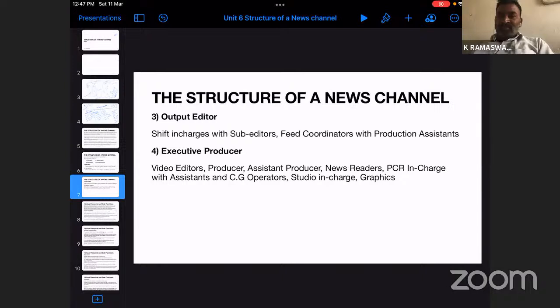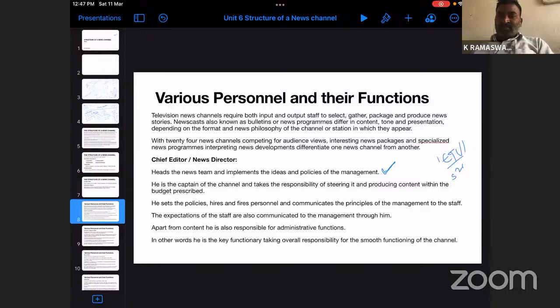And they execute under the executive producer: video editors, production assistants, producers, news readers, PCR in-charges, assistants, CG operators. They all are technical as well as journalistic in nature. Okay, what are their roles? If you discuss individually, for example, you may get a question in the examination: who is the chief of the news channel, and what are his roles and responsibilities?